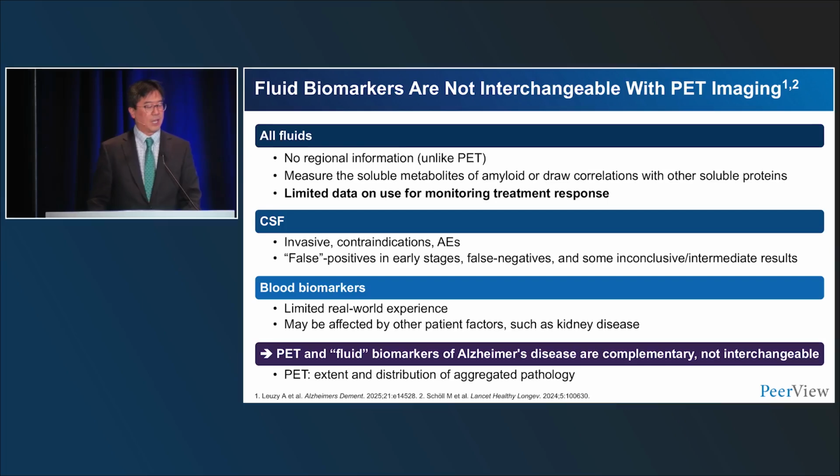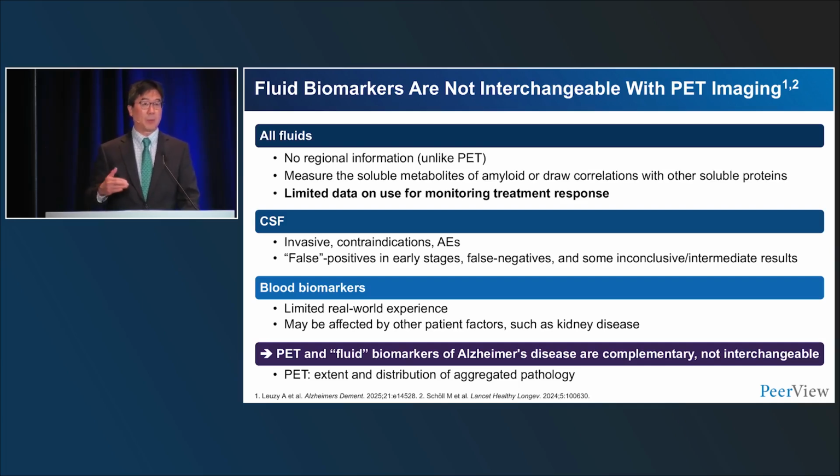The CSF, they have invasive issues, right? Not everyone wants to get an LP. Some people can have contraindications of that, and of course you can get the annoying LP headache that may need a blood patch or two afterwards as well. And you can get false positives in the early stages as well as false negatives. No test is perfect. If you increase sensitivity, you decrease specificity, and vice versa.